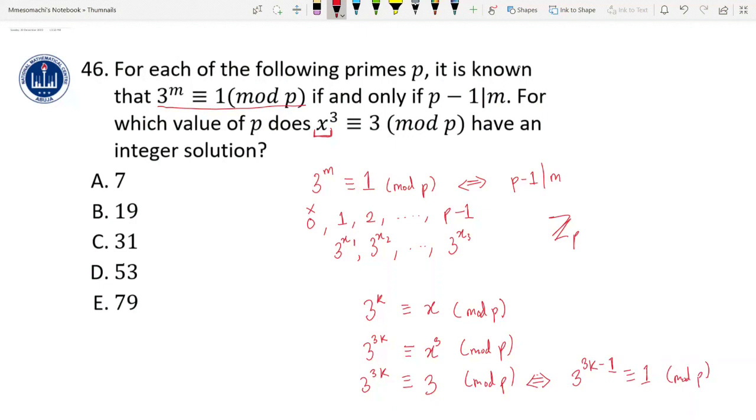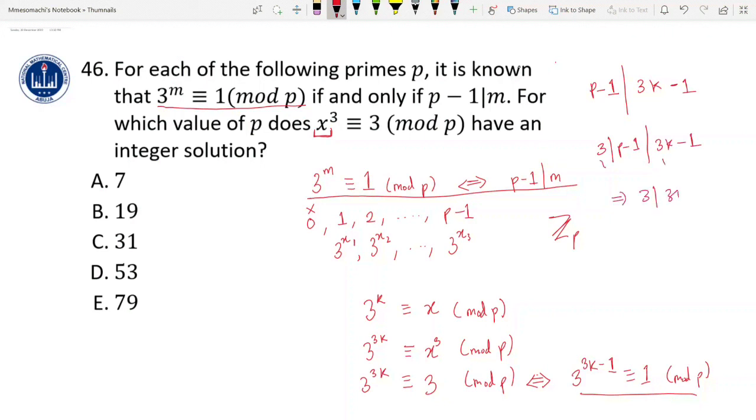So what can we do from here? We can apply the statement in the problem that this happens if and only if P minus 1 divides the power. So we have P minus 1 divides 3k minus 1, which is the power. Now, suppose 3 divides P minus 1. That means 3 will have to divide the power too. So we can say it implies that 3k minus 1 is congruent to 0 mod 3.